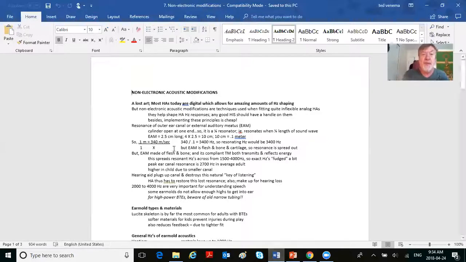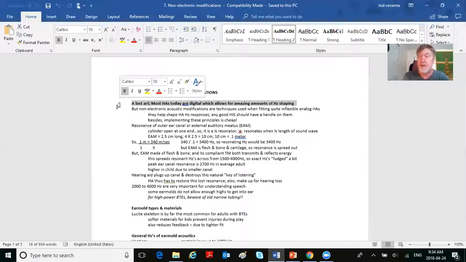First of all, when we look at this, it's a lost art. Most hearing aids today are digital, which allows for an amazing amount of frequency shaping. Now look at that word, frequency shaping. It means you're literally sculpting the shape of the frequency response of the hearing aid. You know what a spectrum is, right? The horizontal axis is frequency, the vertical axis is amplitude or decibels. You know how you've got white noise as a flat spectrum. Pink noise is a sloping spectrum. Remember that? Well, that's how we describe hearing aids.